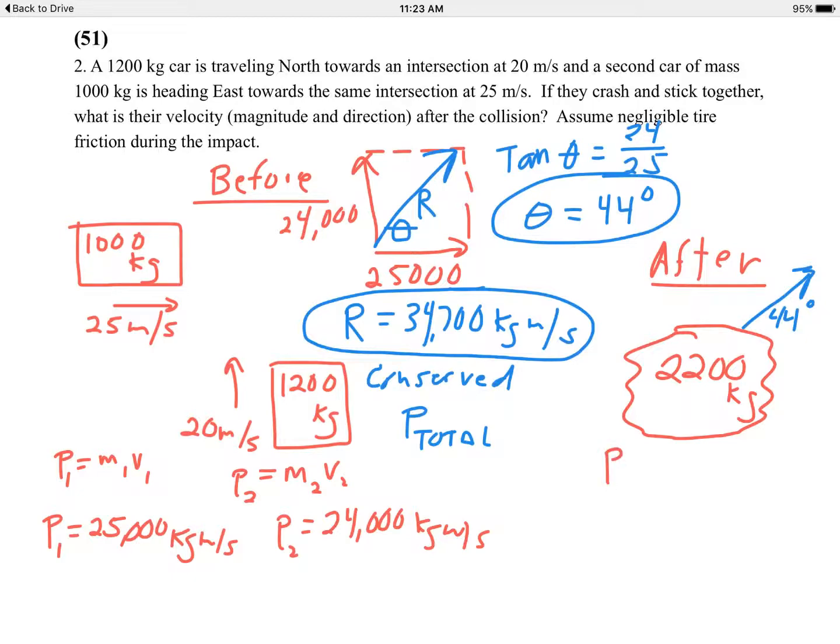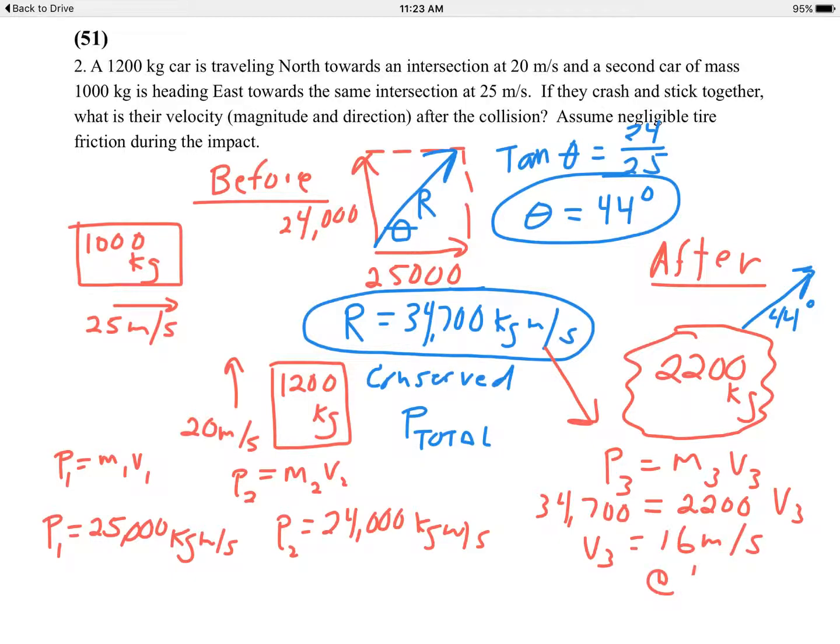I'm going to call this P3 equals M3 V3. But I know that P3, the total momentum, is still this value from up above. It's still conserved. It's 34,700 units. The total mass now is 2,200 because they stick together. So it's a pretty simple process here. V3 comes out to be 16 meters per second, and it's at the 44-degree angle as noted in the diagram. So this is my answer, the velocity of the mangled mass after the collision.